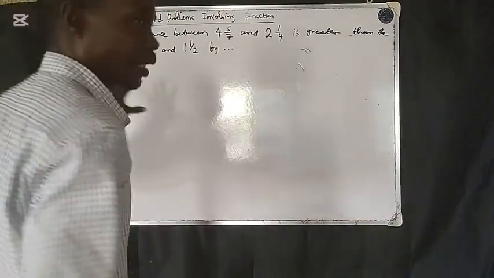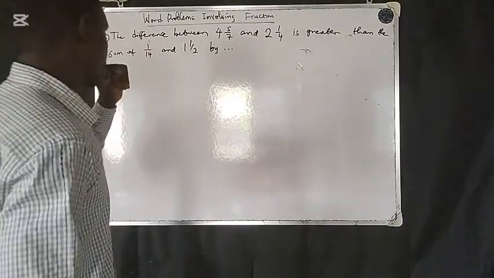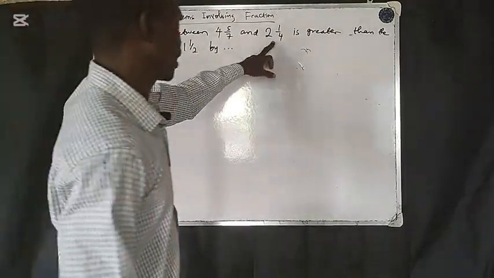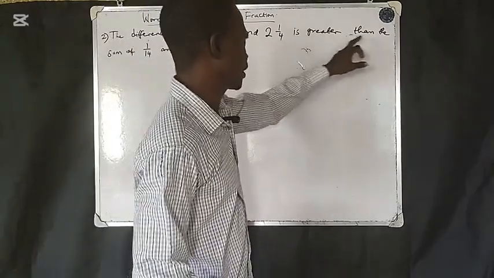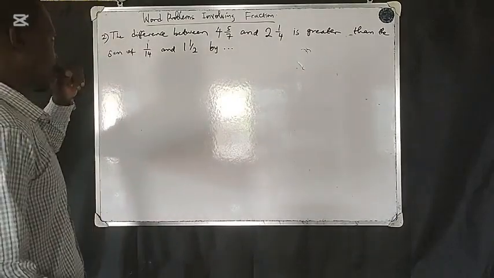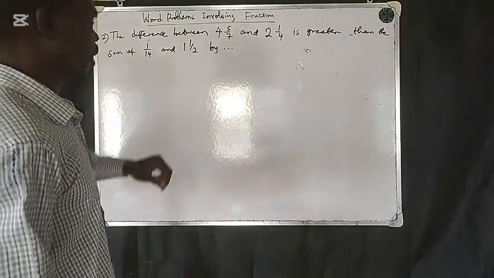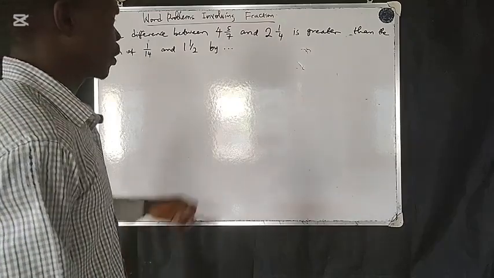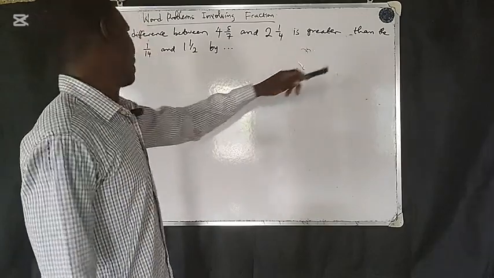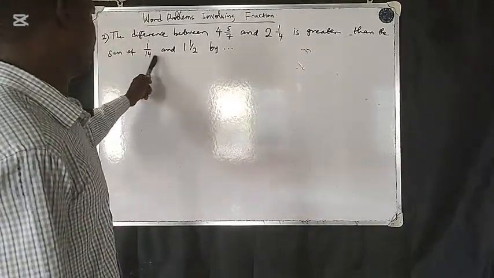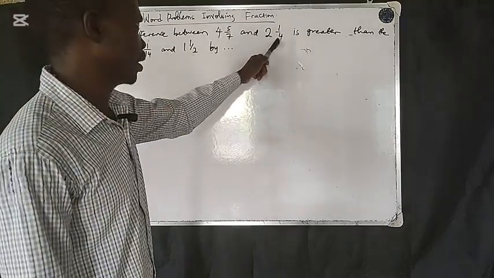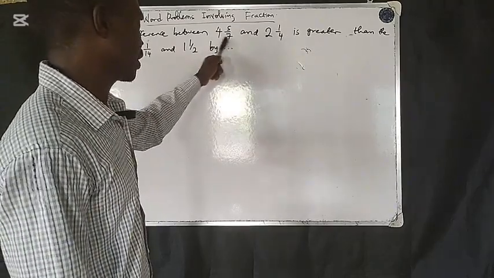Now, let's look at the number 2 question. The difference between this number and this number is greater than the sum of this number and this number. The difference between 4 and 5 over 7 and 2 and 1 over 4 is greater, bigger than the sum of these and these. So if the difference between this and this is bigger, that means this and this will be our first number.